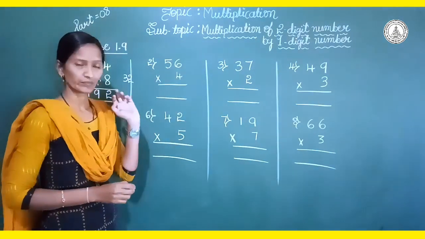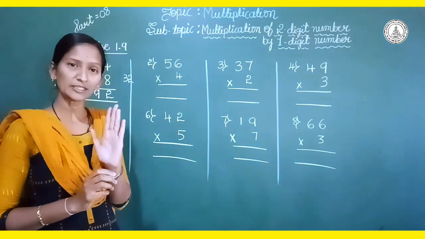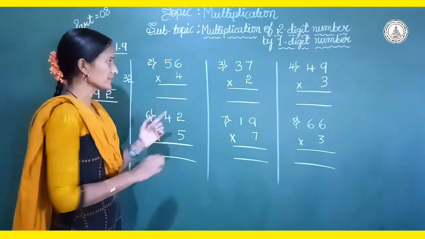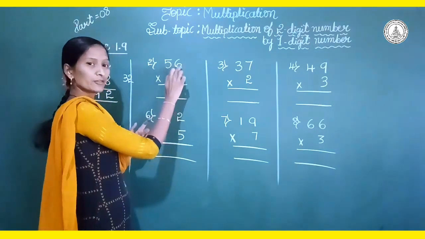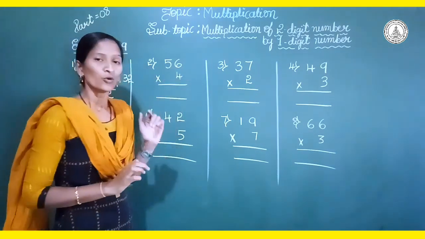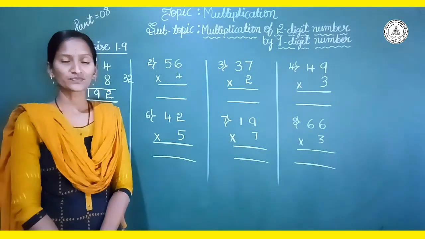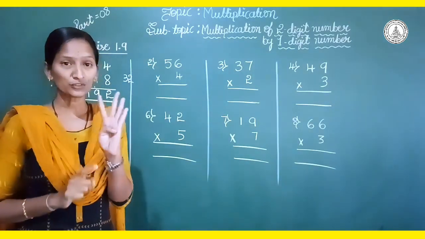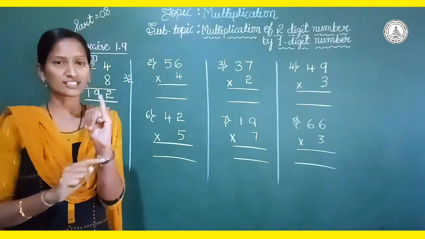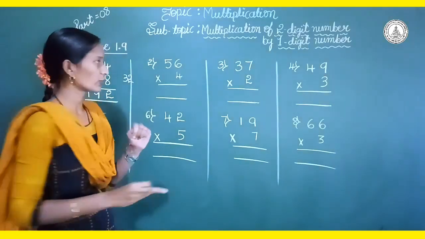56 into 4. Right? In this problem, 56 is the multiplicand and 4 is the multiplier. So the first step is to multiply the 6 with the multiplier. So 4 into 6. In the table of 4, 4 sixes are equal to what? Yes, 4 ones are 4, 4 twos are 8, 4 threes are 12, 4 fours are 16, 4 fives are 20, 4 sixes are 24.